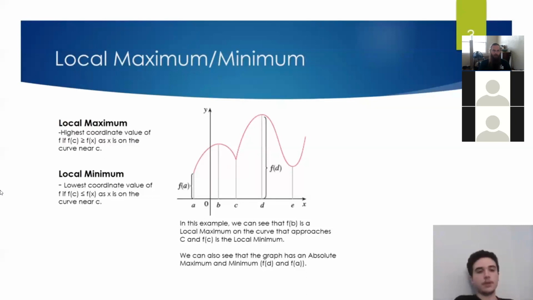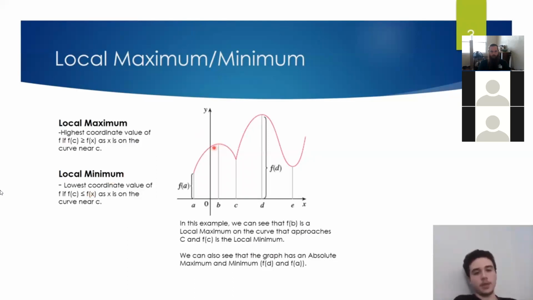So here we have the local maximum and local minimum. Local maximum is defined as the highest coordinate value of f if f(c) is greater than f(x), as x is on the curve near c. So in other words, if you look at these hills right here, if you're looking at the top of one of these hills, it's not necessarily the highest point, like f(b) right here. It's not necessarily the highest point, but it is the highest point on this curve. So that would make it a local maximum.